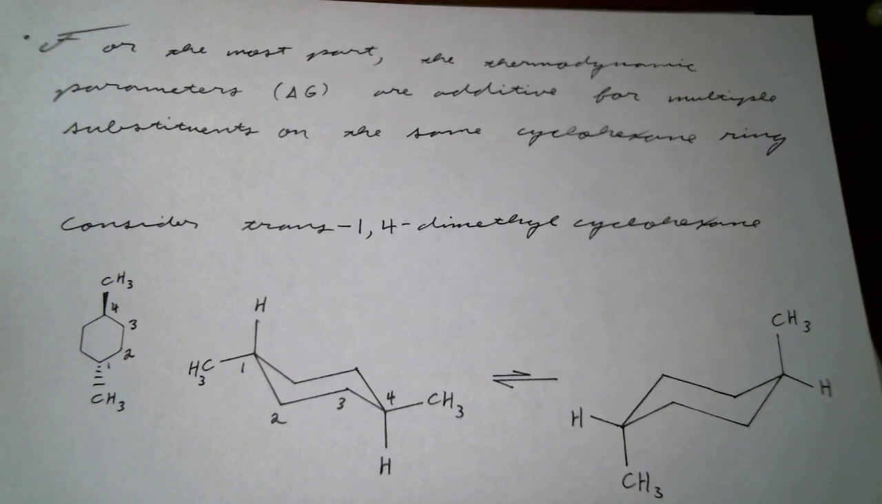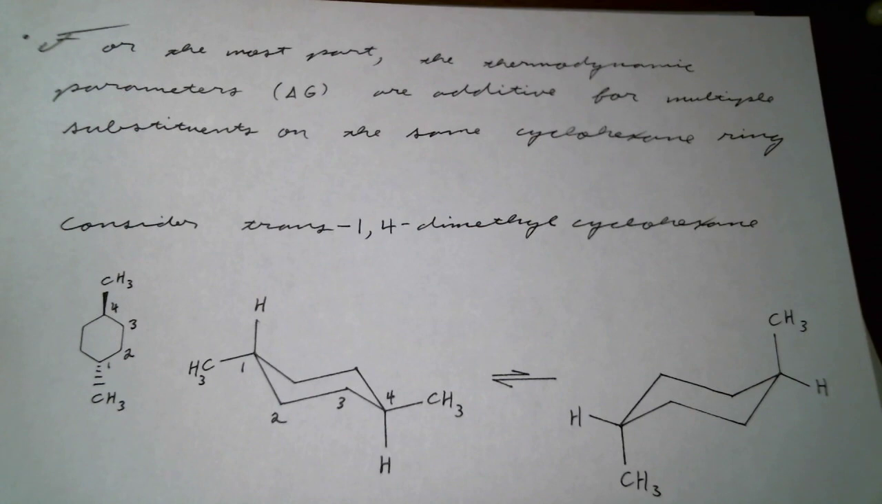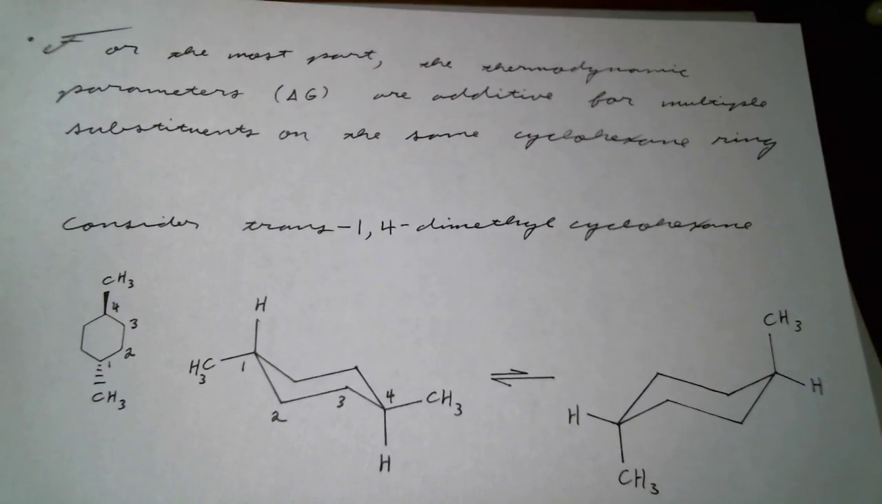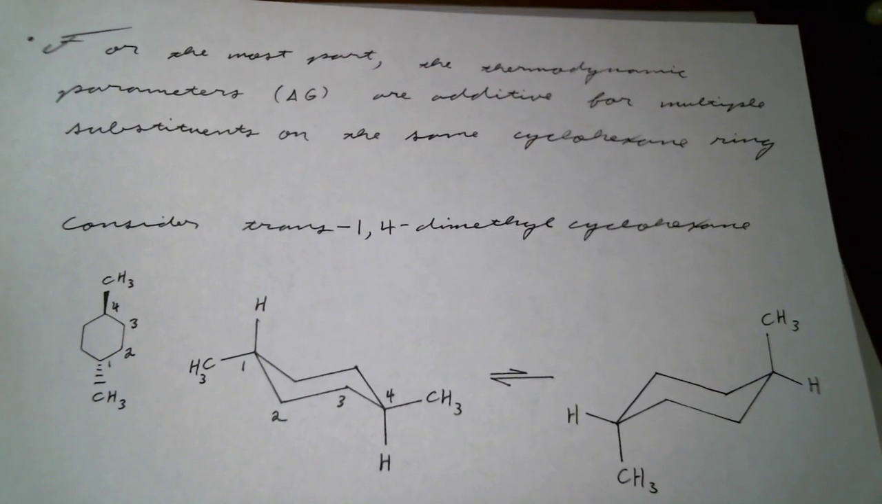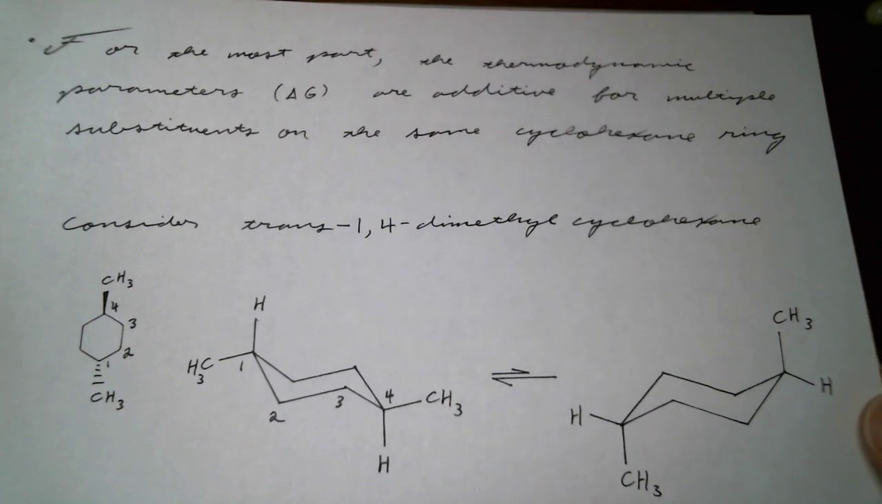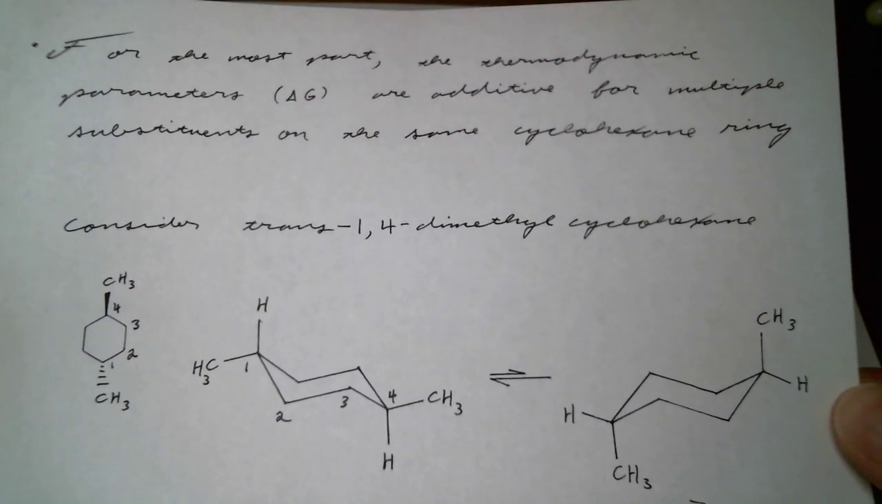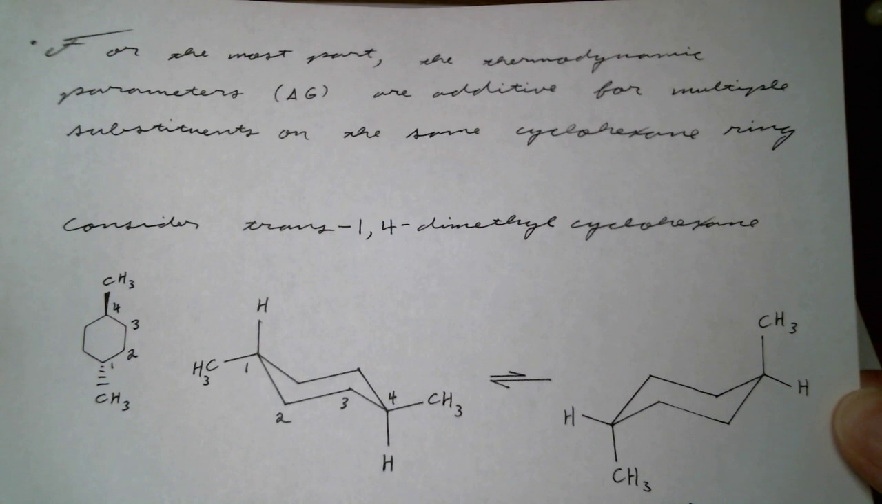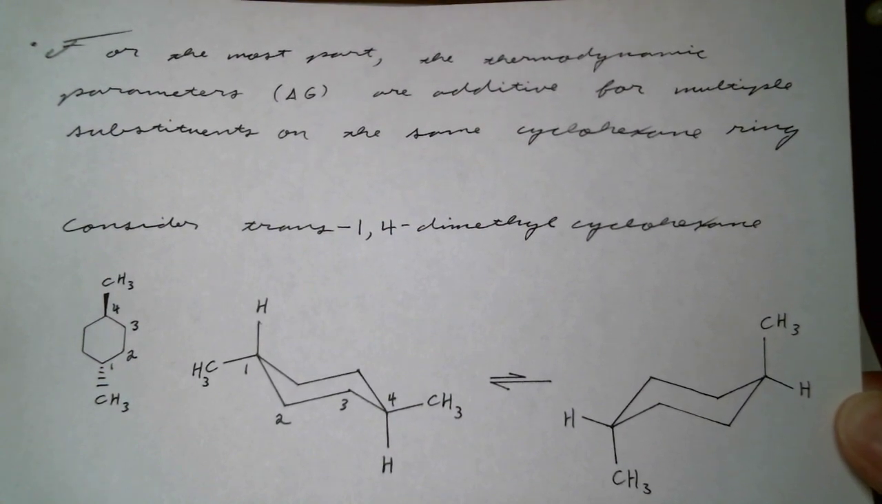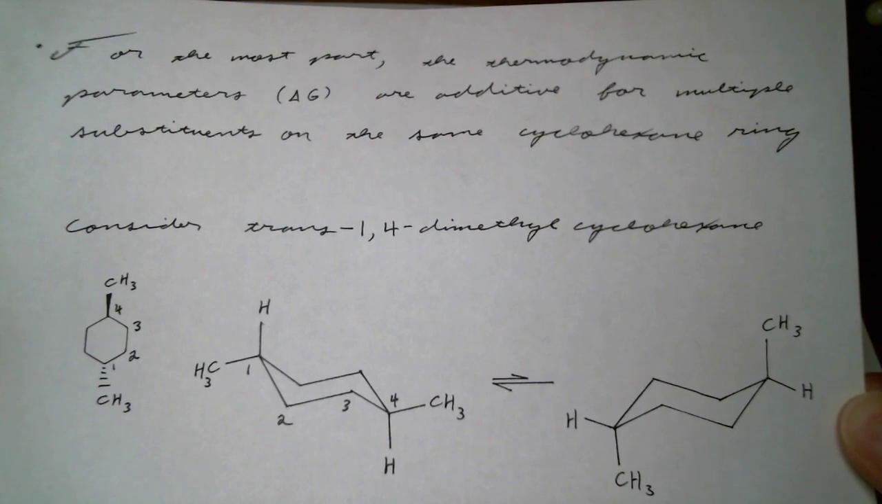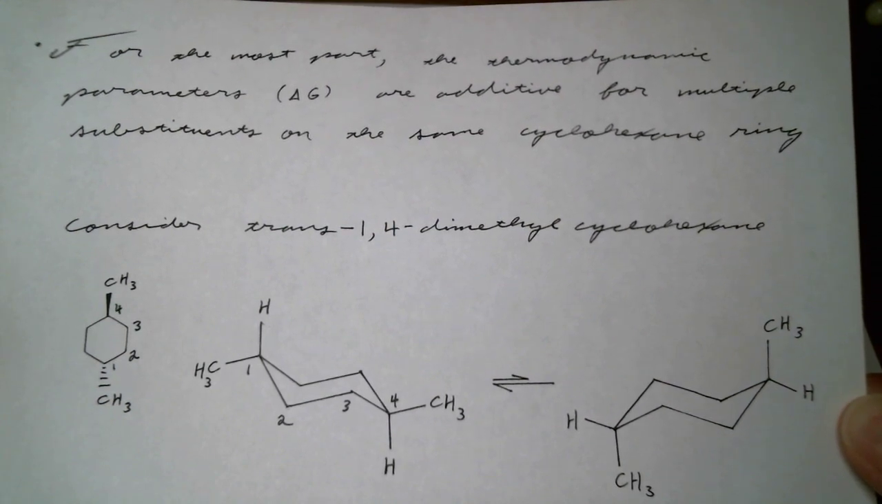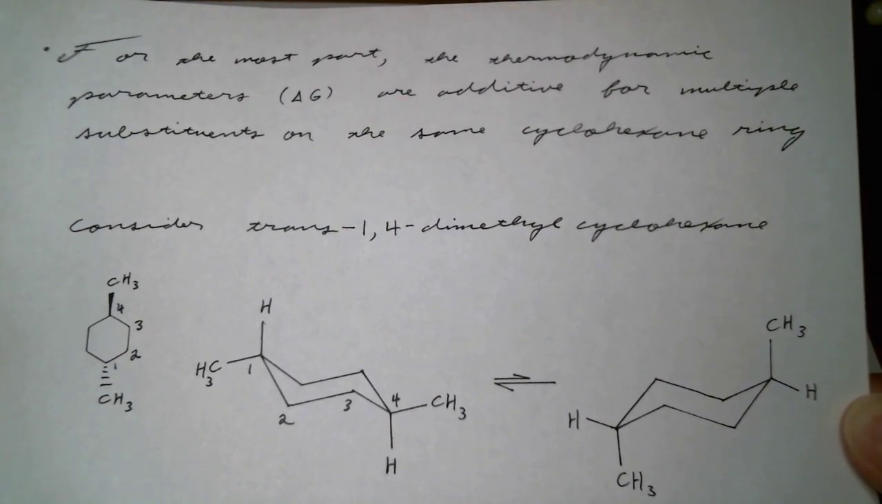I wanted to talk about multiple groups on cyclohexane in this video. For the most part, the thermodynamic parameters, that is delta G, change in free energy, are additive for multiple substituents on the same cyclohexane ring. Of course, there are cases in which they are not additive, and we'll investigate a few of those cases.